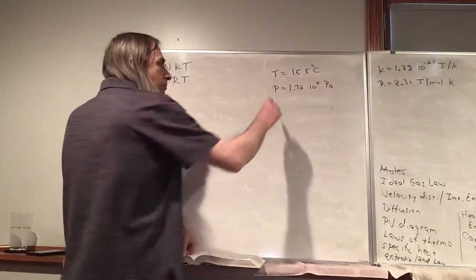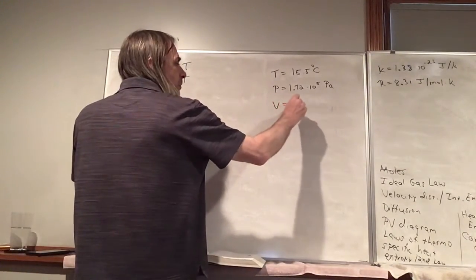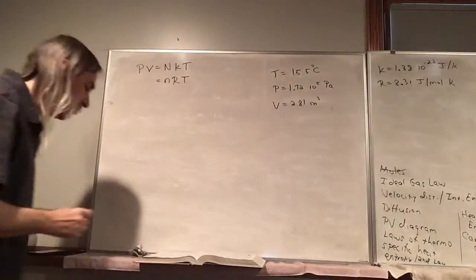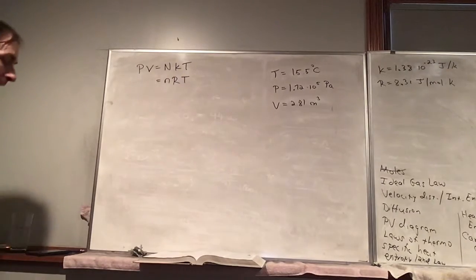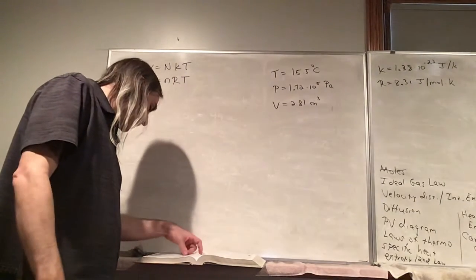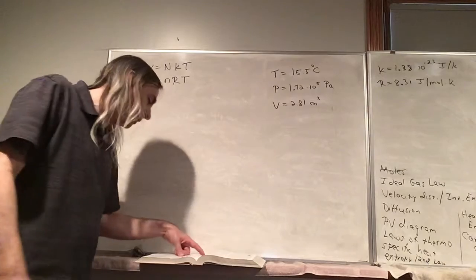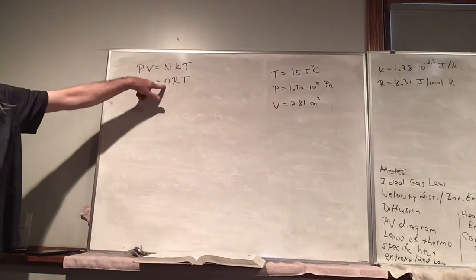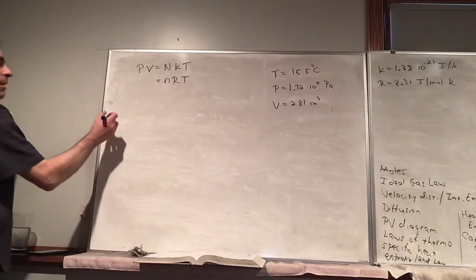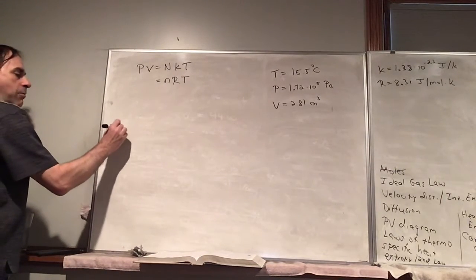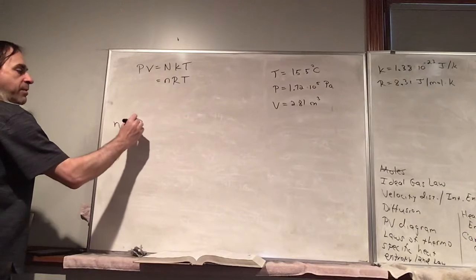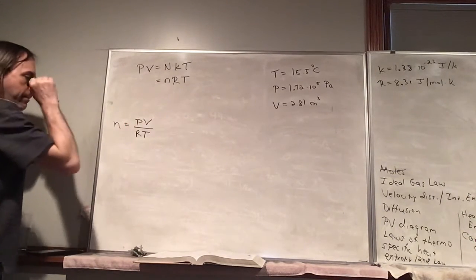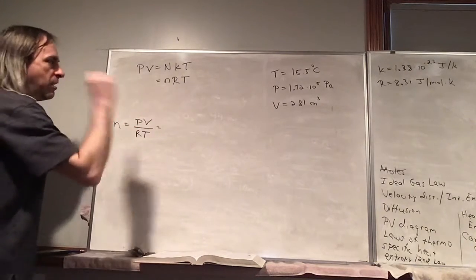We're given the volume, 2.81 cubic meters. So it's some gas. And then it's asking how many moles of gas are present. So again, moles, let's look at the second equation here. Let's actually solve this for the number of moles. So we have PV over RT. So let's plug things in.